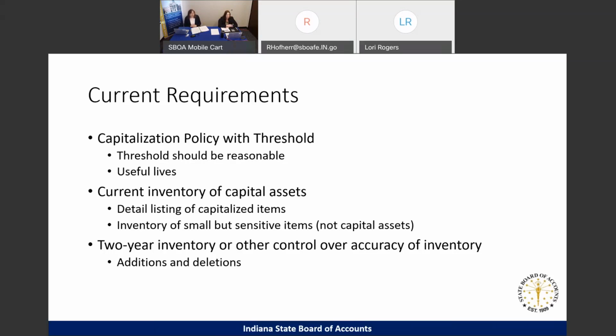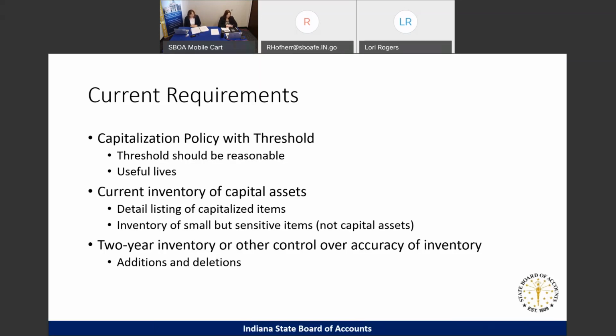As a side note, and we'll talk about this a little later, you should keep a listing of small but sensitive items such as tablets, cell phones, laptops. They may fall below your threshold, but they're higher risk for misappropriation, okay? Those items wouldn't be capitalized. We're not going to show them as capital assets, but controls still need to be in place so they're not being misappropriated.